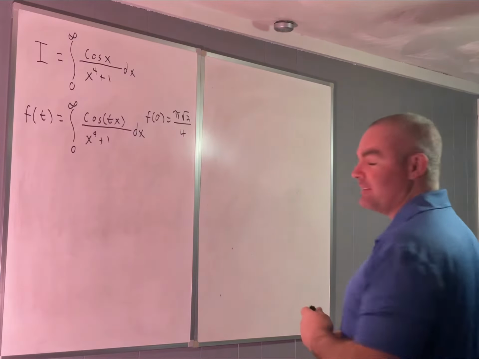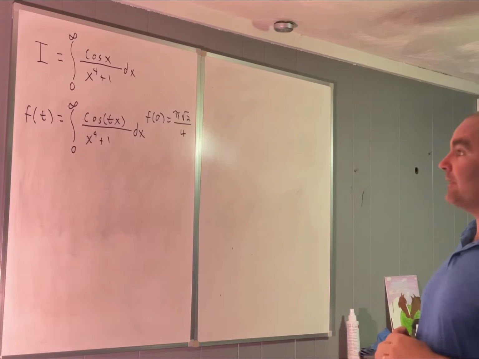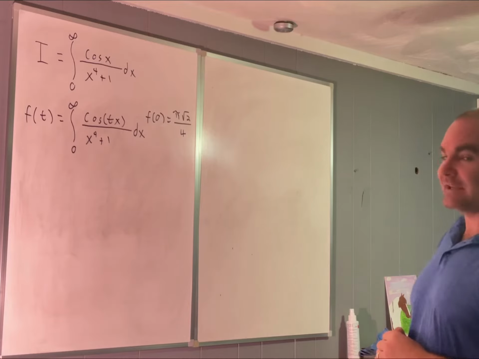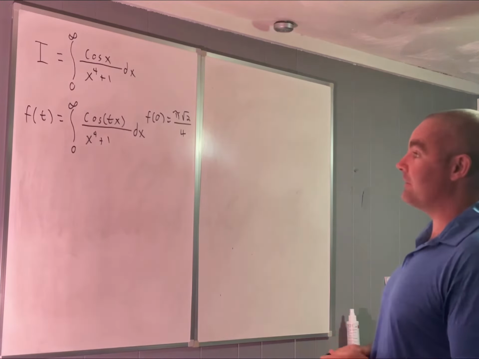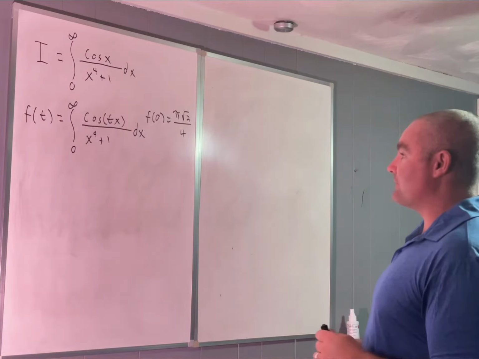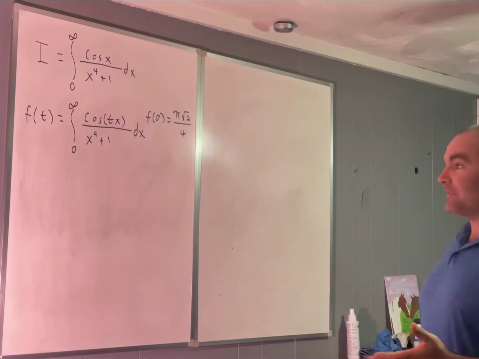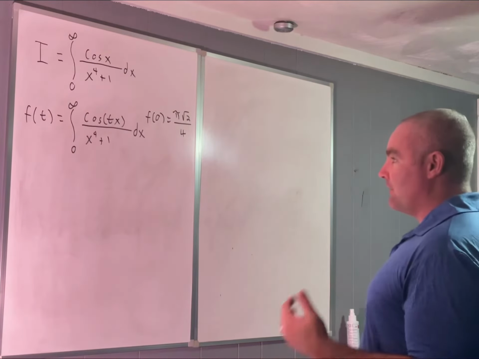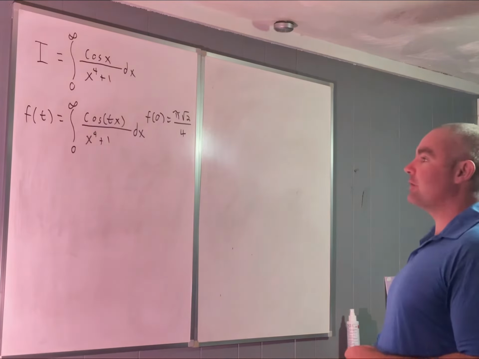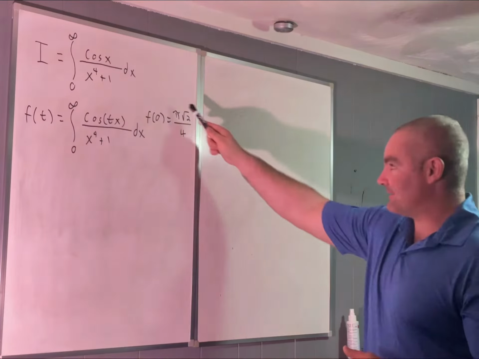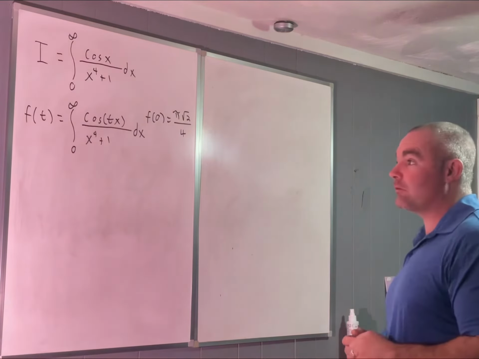The 1 over x to the fourth plus 1 does have an elementary antiderivative. So you can take the antiderivative and then evaluate it at the bounds. Of course, you'd have to use limits and things like that. But you can solve it with techniques learned in calculus 1 and 2, so I won't be solving it here. That's the answer. If you evaluate f at 0, you get pi square root of 2 over 4.